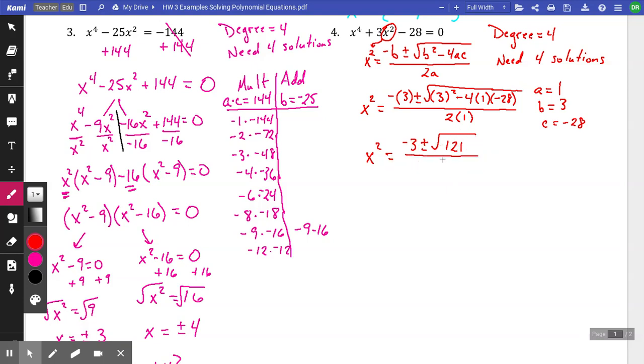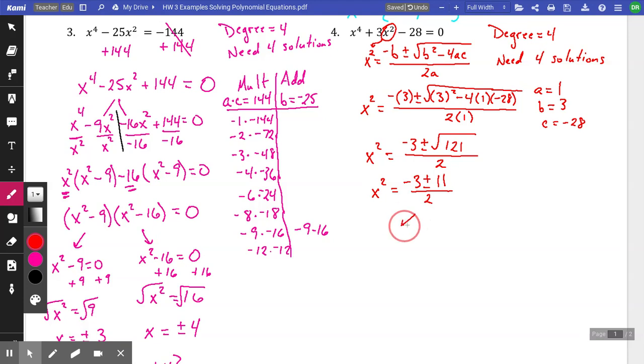Okay, and divide that by 2. 2 times 1. Okay, simplify one more time. Good news here is in this case, we know the square root of our value. Square root of 121 is just 11. So I put that here. And now that we've simplified, we break into our two cases.